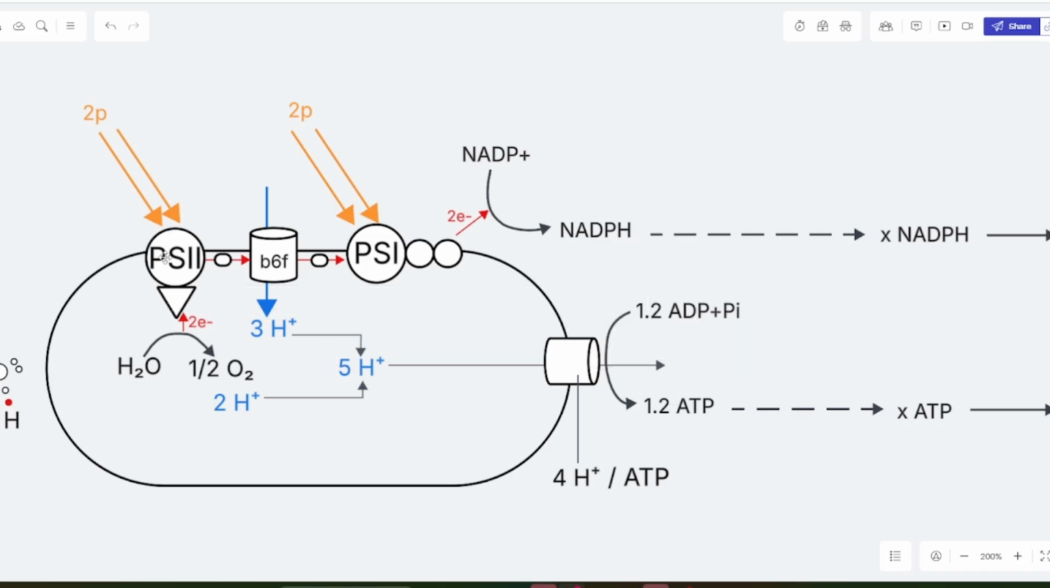And we had to excite each electron twice, right? We had to excite an electron at photosystem 2, and then we had to excite it again at photosystem 1. So in total, for 2 e-, we need 4 photons.